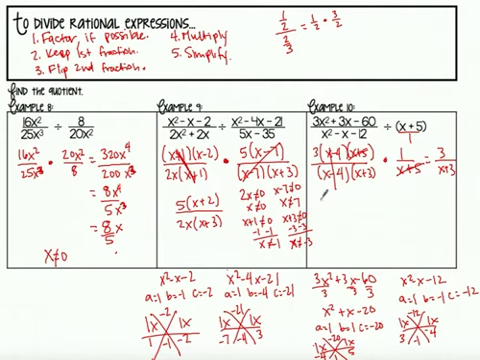So remember, to get my excluded values, I take anything that's ever been on the bottom and set it not equal to 0. So that gives me 3 excluded values. X can't be 4, it can't be negative 3, and it can't be negative 5.